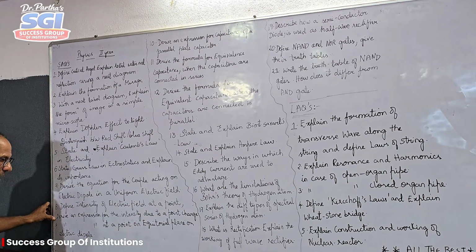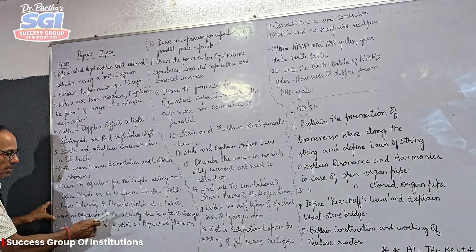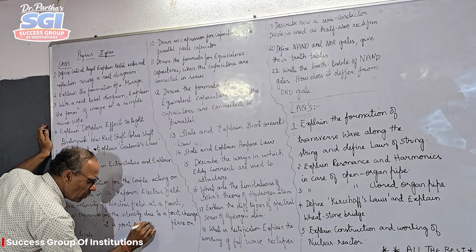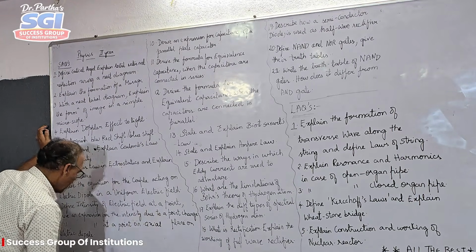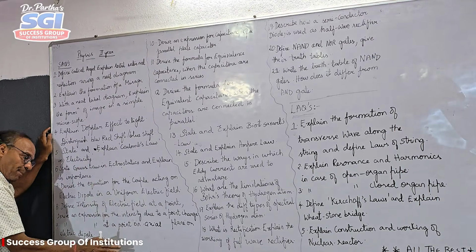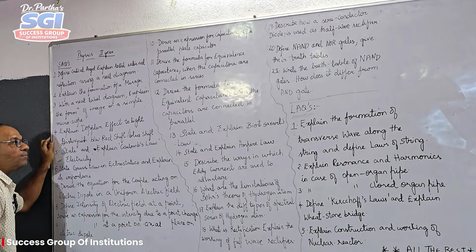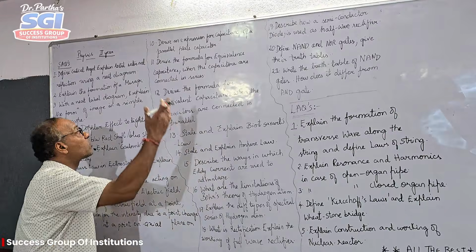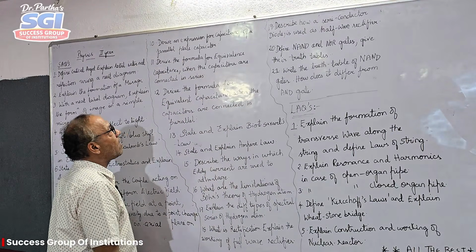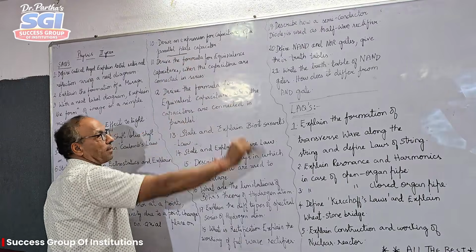Here only the equatorial line is written, but according to me, in place of the equatorial line, it should be the axial line. Why? Because this one is more important than the equatorial line. So, the electric field due to a dipole on the axial line at a point P. Next, 10th question is derive an expression for the capacitance of a parallel plate capacitor.